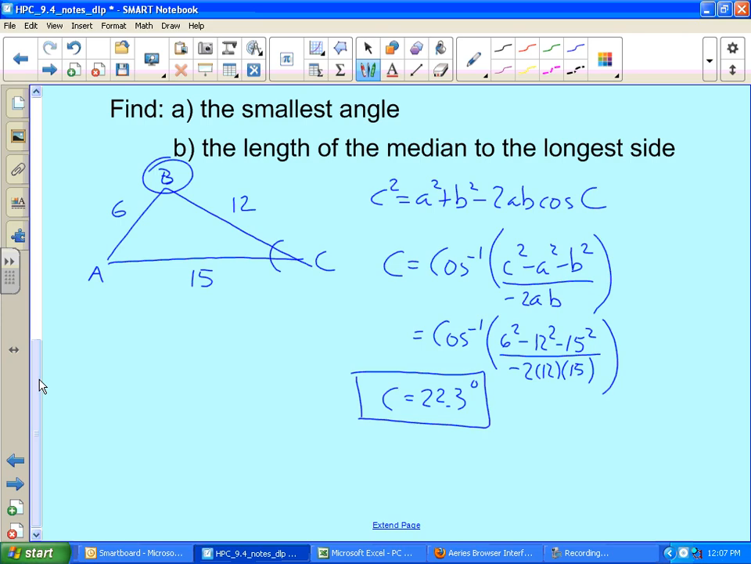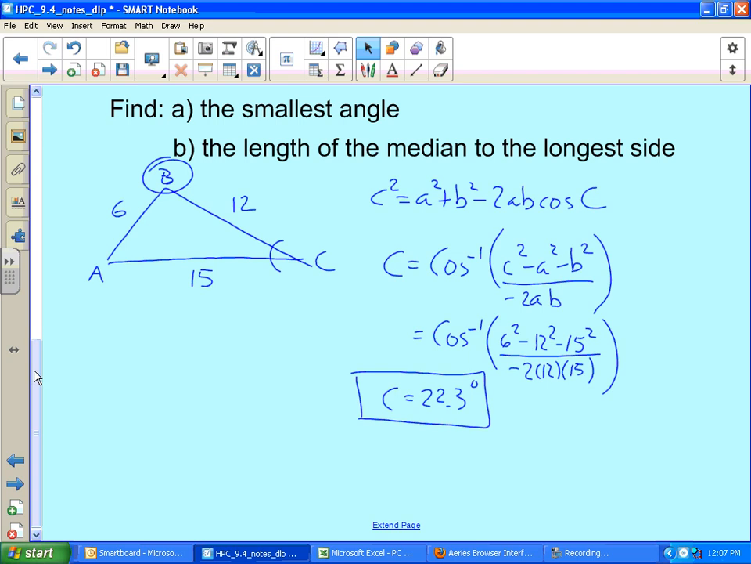All right. And then find the length of the median to the longest side. Uh-oh, definition. What does median mean? Median cuts it in half. It's the bisector. Okay, good. Does it make a certain type of connection? It's a perpendicular bisector, it intersects at a 90-degree angle? Not necessarily a 90-degree angle. It simply intersects at the midpoint.